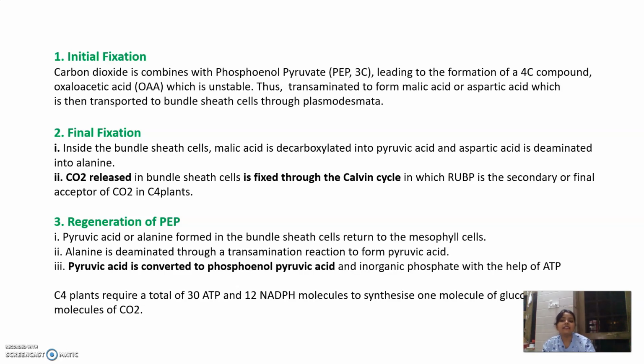The pyruvic acid or the alanine formed in the bundle sheath cell returns to the mesophyll cells, where the alanine is deaminated through the transamination reaction to form the pyruvic acid. The pyruvic acid is converted into phosphoenol pyruvate and inorganic phosphate with the help of ATP. The C4 plants as a whole require 30 ATP and 12 NADPH molecules to synthesize 1 glucose molecule from the 6 molecules of carbon dioxide.